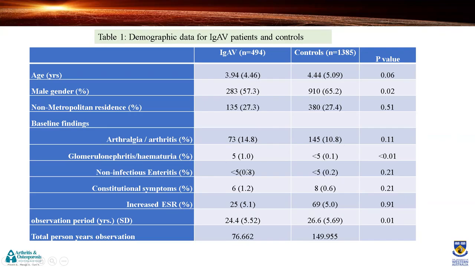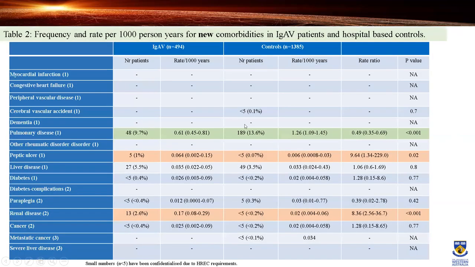Clinically, there was not a large difference between the symptomatology, but glomerulonephritis was more frequent in the IgA vasculitis group, as probably to be expected. The overall observation time was about 25 years in both cohorts. Looking at the comorbidity at the last observation, we noted a clear absence of cardiovascular events over the 25-year period, which may sound less surprising given the age of the cohorts.